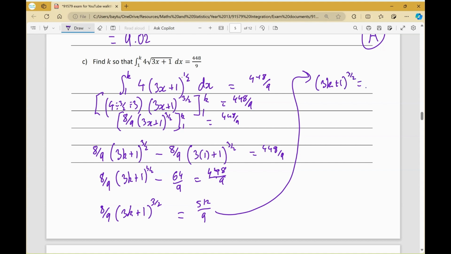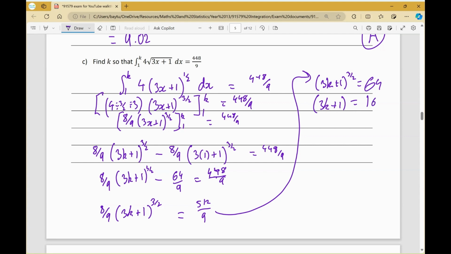And that will make 64 on this side. Then do both sides to the power of 2/3, which will just undo this power here. Or if you want to think about it as squaring it and then cube rooting it. Either way, we're removing that power from those brackets on that side, and that leaves us with 16 on this side.